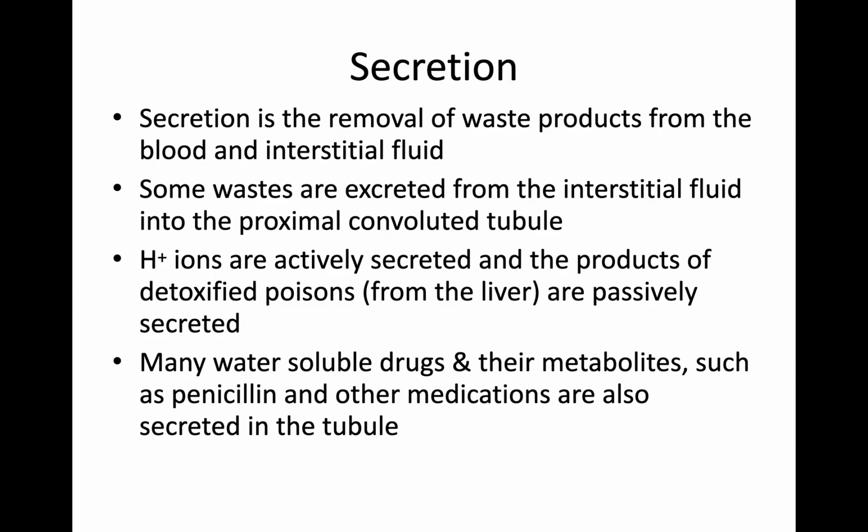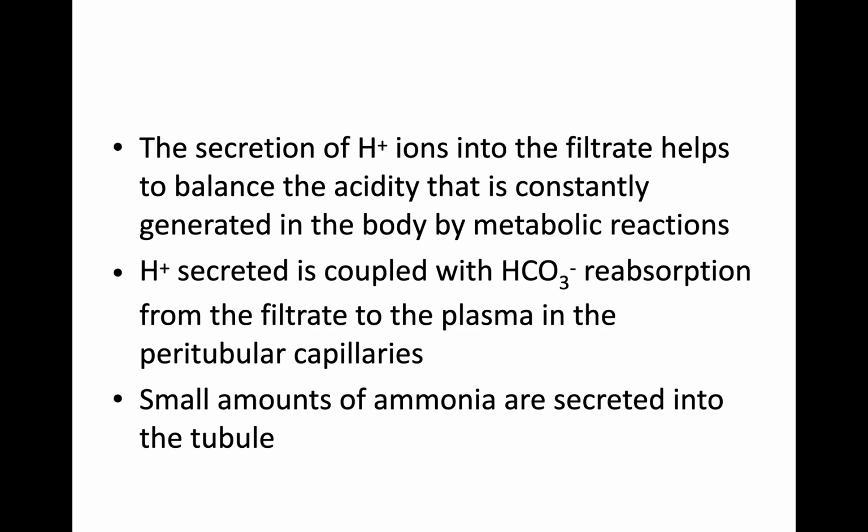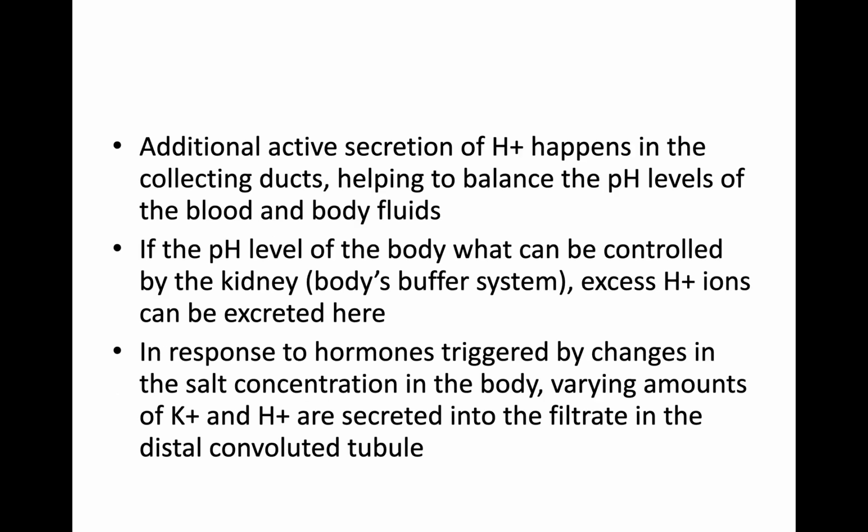So now we're at the last portion, which is secretion. Hydrogen ions are actively secreted. Any products of detoxified poisons from the liver are passively secreted, and many water-soluble drugs and their metabolites, such as penicillin and other medications, are also secreted here. The secretion of hydrogen ions helps to balance the acidity that is constantly generated in the body by metabolic reactions. At this point, it's coupled with bicarb ions, and then small amounts of urea are also secreted here.